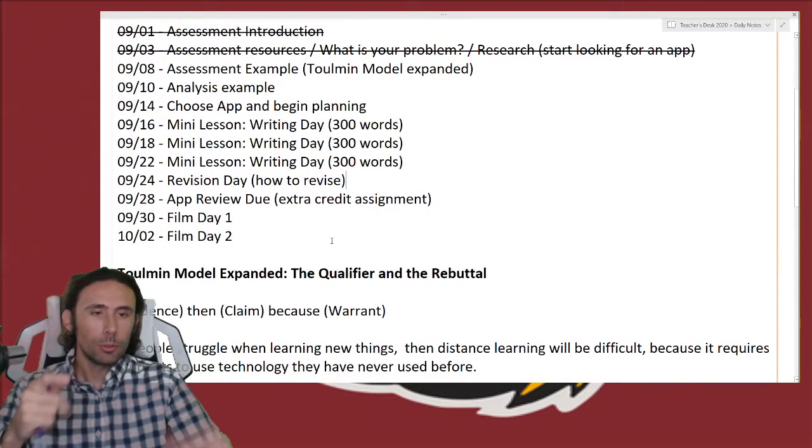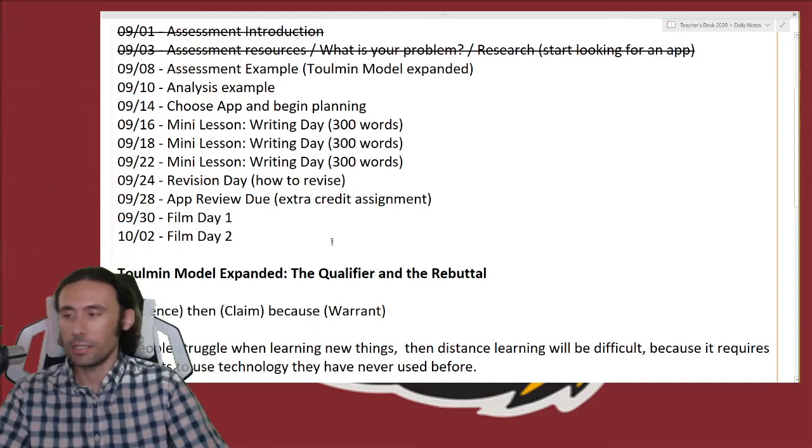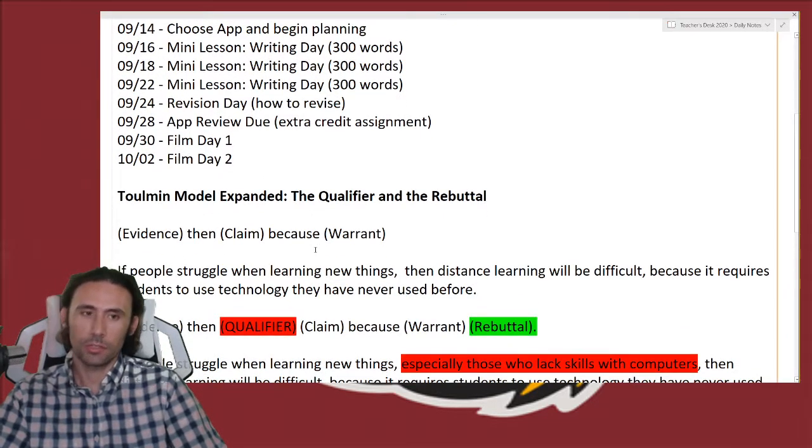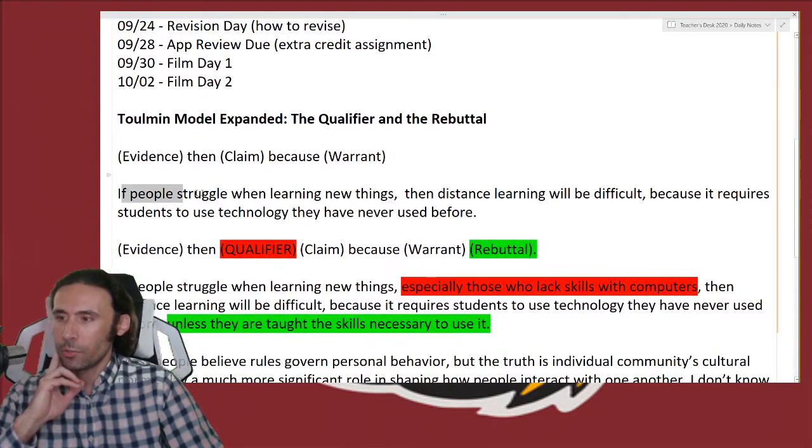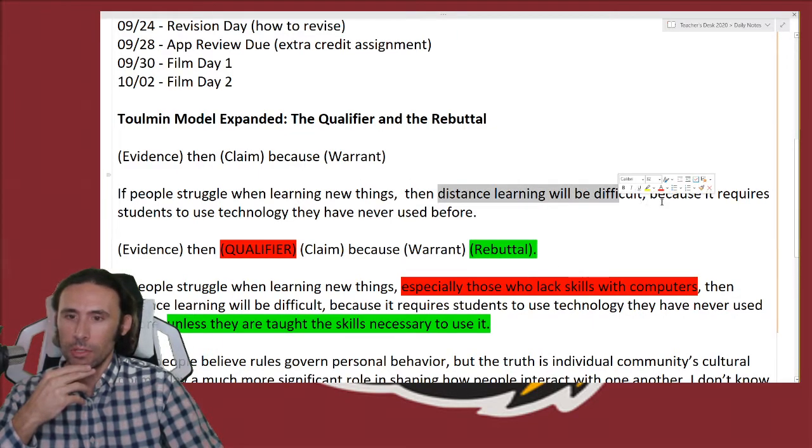So the Toulmin model is very simple, right? It's just the idea of evidence, claim, then warrant. All you do is take your evidence, and you say that supports the claim because of this. So there's the example I had at the beginning of the year. If people struggle when learning new things, right? If this evidence is true, then I can support the claim that distance learning is going to be difficult. But how do I know?